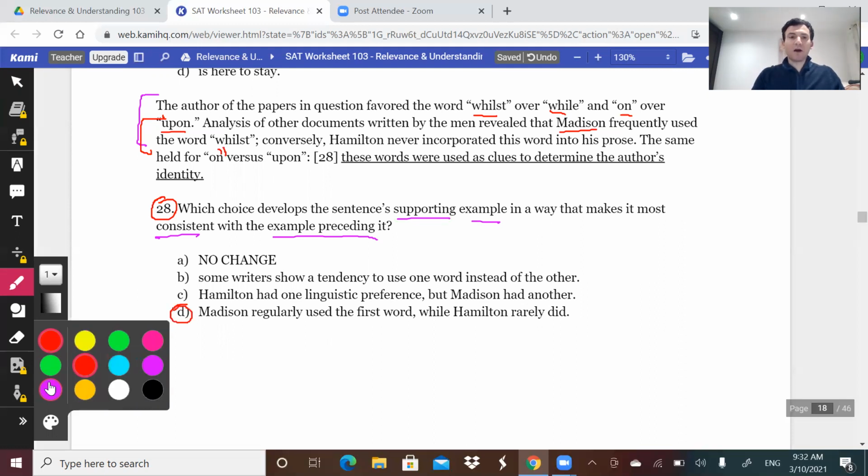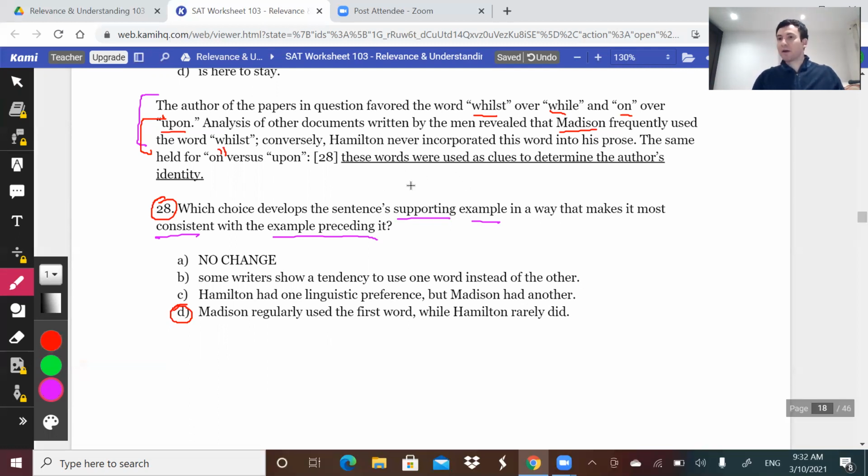If you look at these other options, they're not going to strike you as obviously wrong unless you've really read the question carefully. "These words were used as clues to determine the author's identity." That could very well be true, and it makes sense, but it does not answer what question 28 wants from you. And that's what you really have to remind yourself. "Some writers show a tendency to use one word instead of the other." That's also true, but again, has nothing to do with the question.